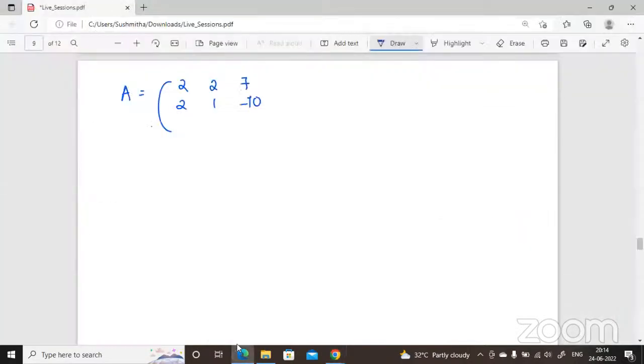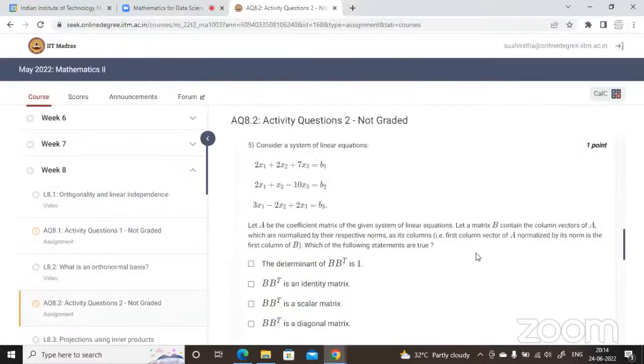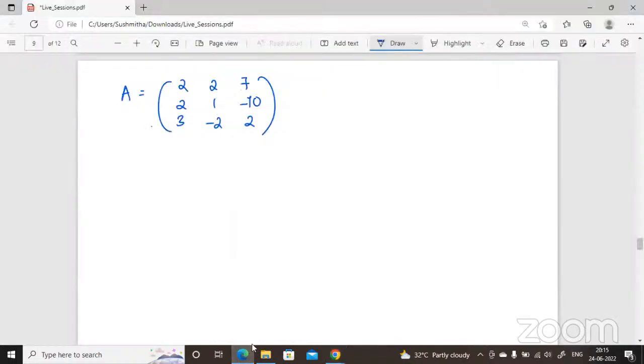3 minus 2. Yeah. Okay. What is B? Let B be the matrix containing the column vectors of A, which are normalized by their respective norms as its columns. Okay. So what is B? How will you find out B?